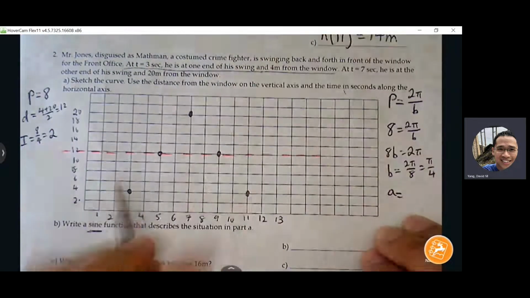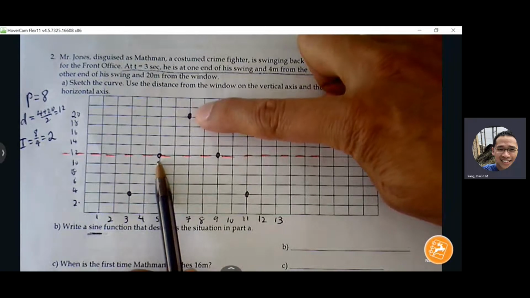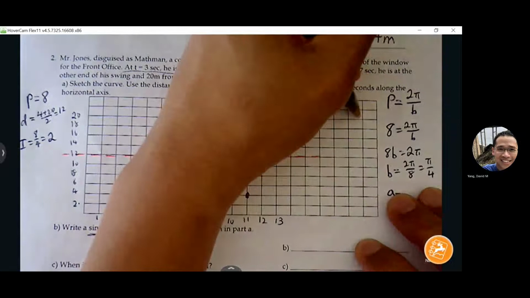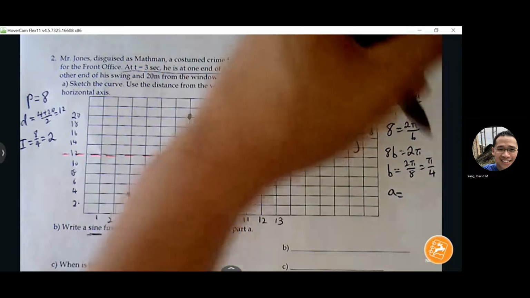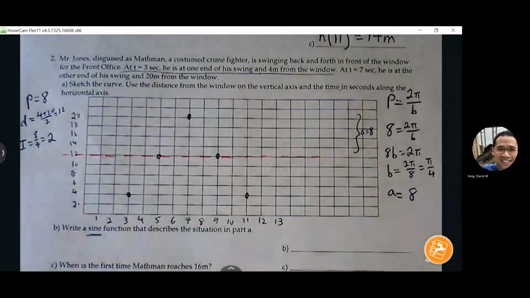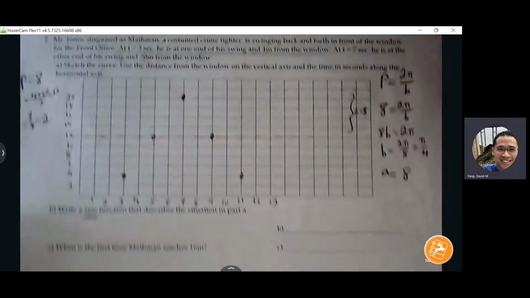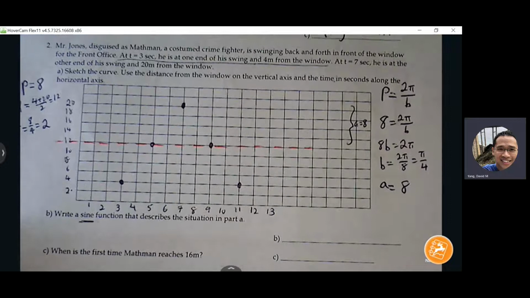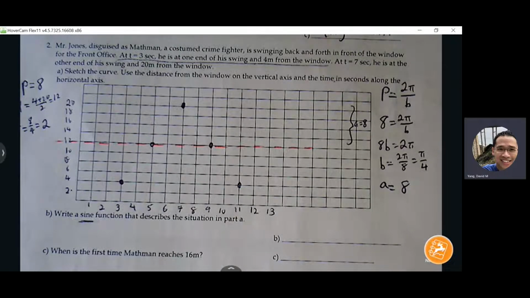Okay, what's the A value? Yeah, from the midline to the peak, 20 minus 12 is 8. Okay. And our D value is, well, okay. So it says write a sine function. Okay. We got to make some adjustments here. But we know our A, our B, and our D value are good to go, right? Those we don't have to worry about. Those stay the same regardless of whatever the shift is.